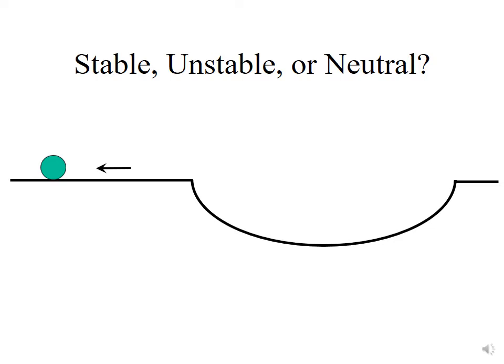So we pushed it, we stopped pushing it, friction or whatever else stopped it, and then it remains at the location where the forcing stopped. So in that case, we have what we refer to as a neutral atmosphere, or neutral situation.